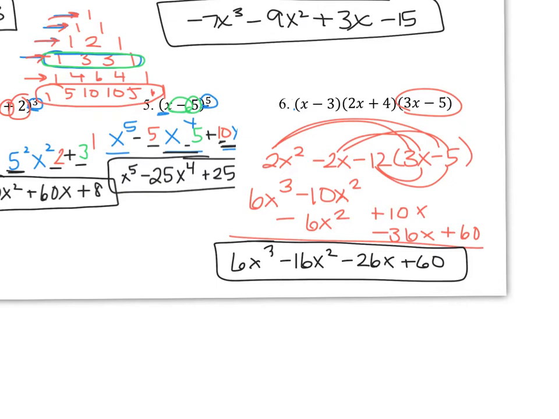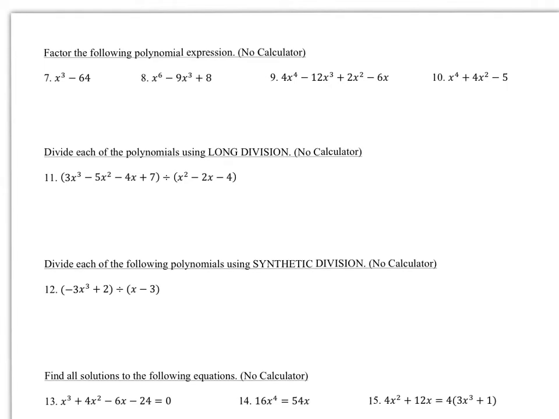So go ahead and flip your paper. This next section tells me to factor the polynomial expression. So again, not using a calculator. If I look at this first one, how am I going to factor it? Well, I have to use SOPs because it's an x cubed. For SOPs, I'm going to take the cube root of each of these. The cube root of x cubed is x. The cube root of 64 is 4. So now I'm going to perform SOPs.